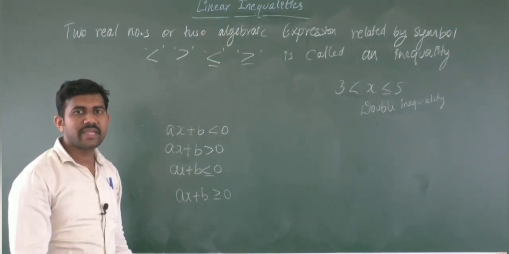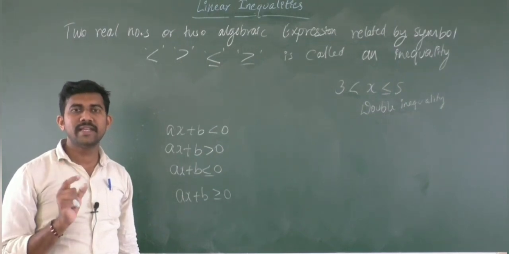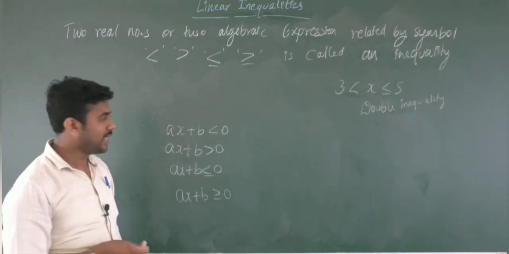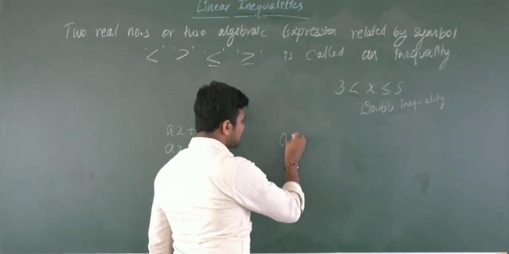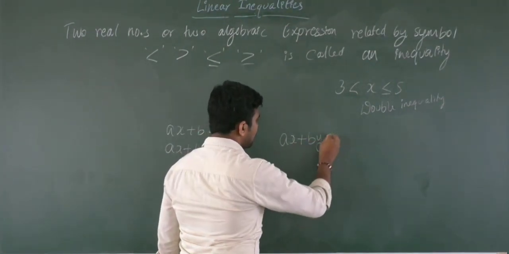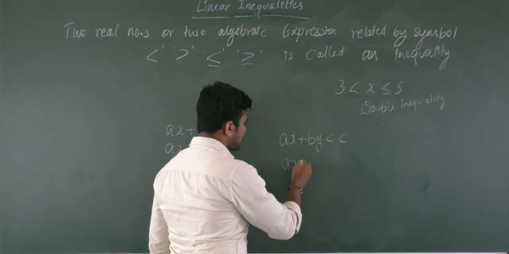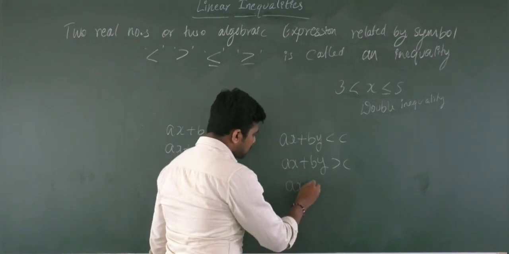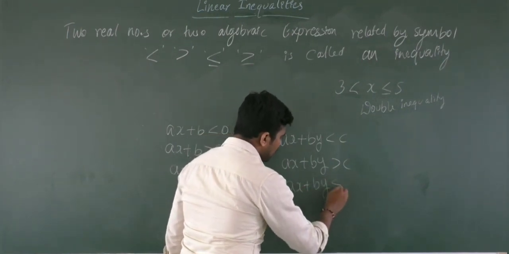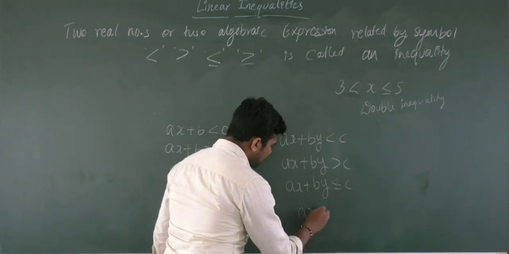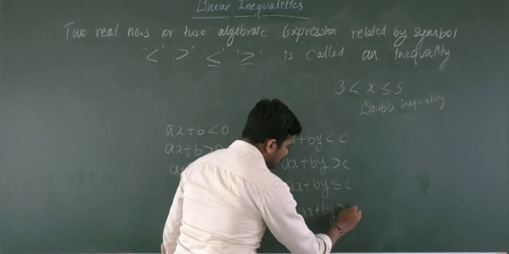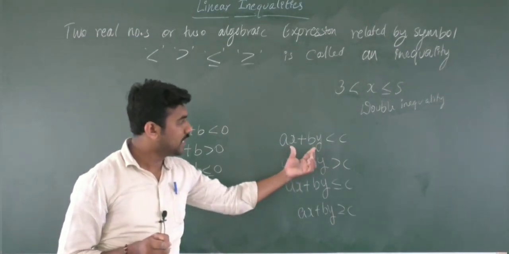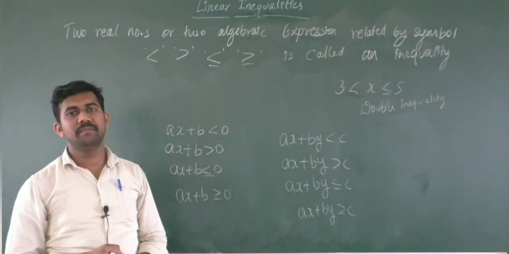Similarly, we can write the general expression of a linear inequality in two variables. By considering the variables as x and y, we can write ax plus by less than c, ax plus by greater than c, ax plus by less than or equal to c, ax plus by greater than or equal to c. They are the general expressions of linear inequality in two variables.